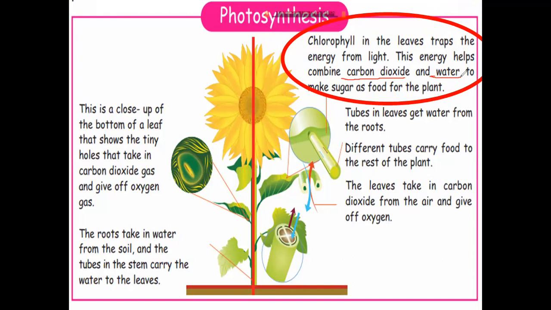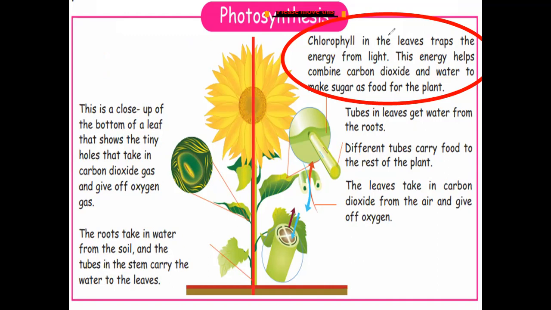So wait a minute. We said that chlorophyll is needed. The chlorophyll traps the energy from light. This helps to combine carbon dioxide with water. Carbon dioxide and water are called the reactants in the reaction. They react with each other to give sugar. Wait a minute, Mister, you said a few seconds ago that it produces starch, and now you said that it produces sugar. Yes, it produces sugar, but it's stored in the form of starch. So the plant will store the sugar in the form of starch.